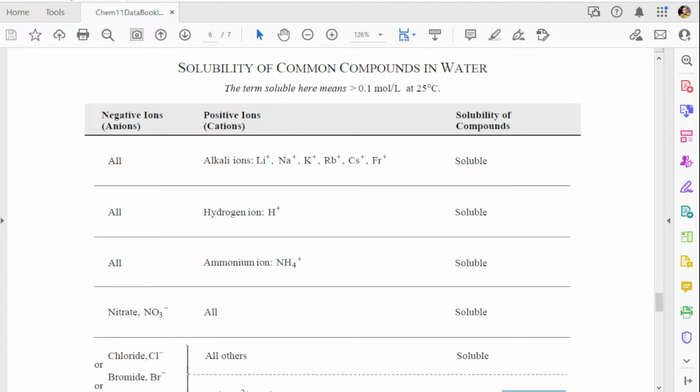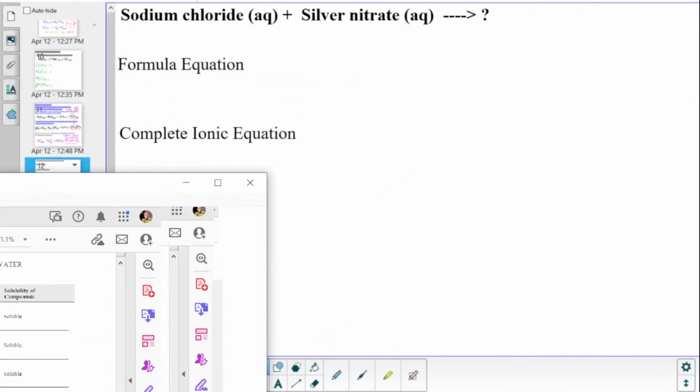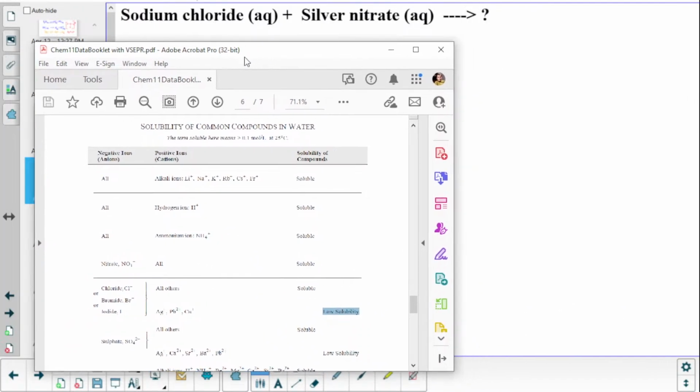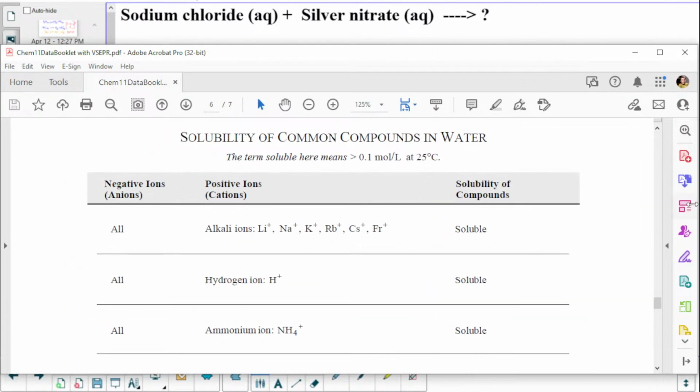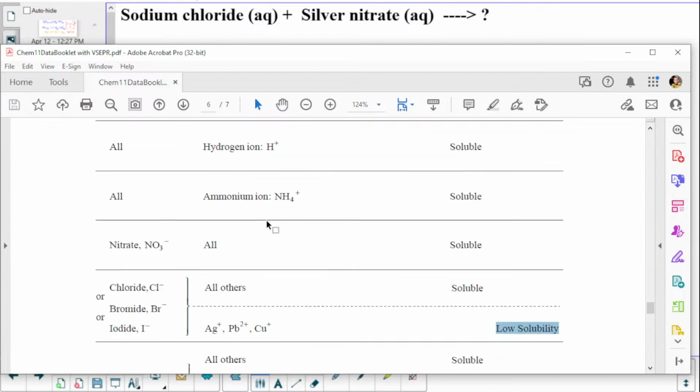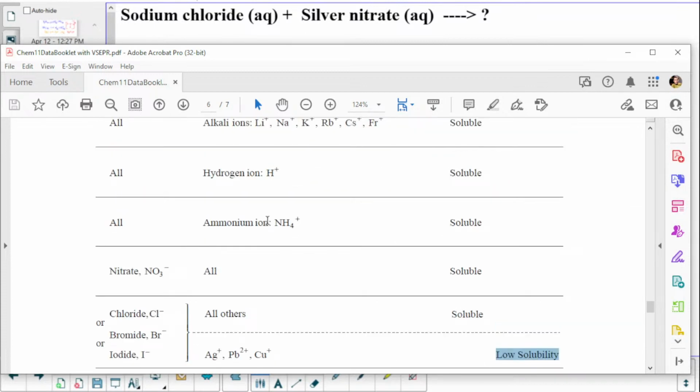So looking at that, is sodium chloride soluble or low solubility? Soluble. You would take the chloride, looking up here. You'd look over and you go, oh, with silver, lead, or copper plus 1, it has low solubility. With everything else, it is soluble.